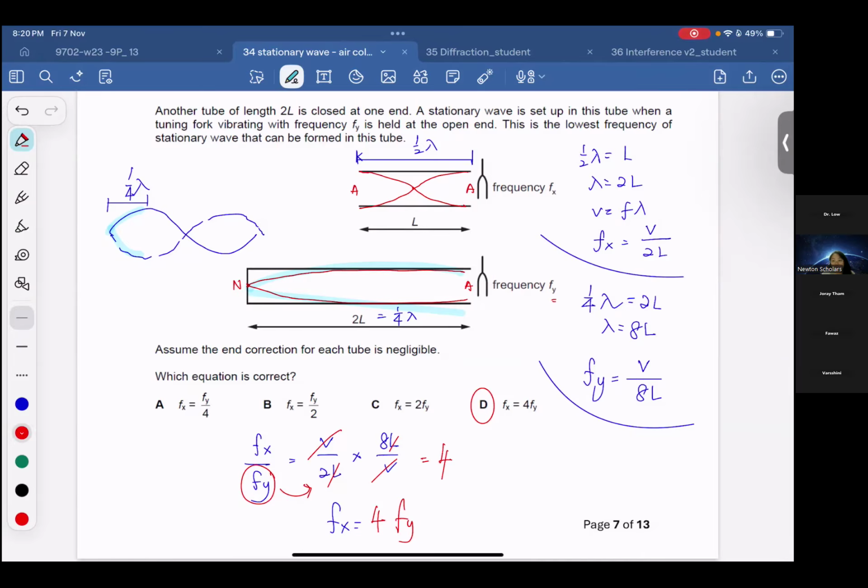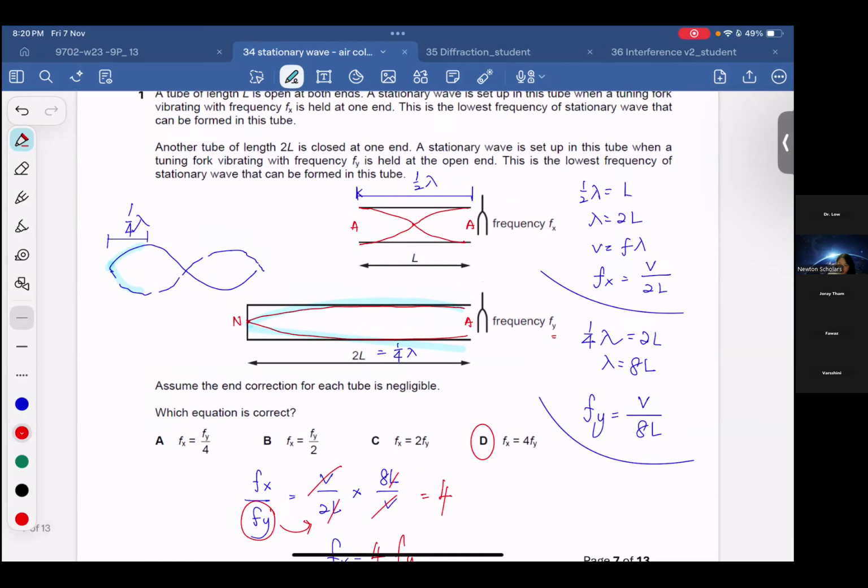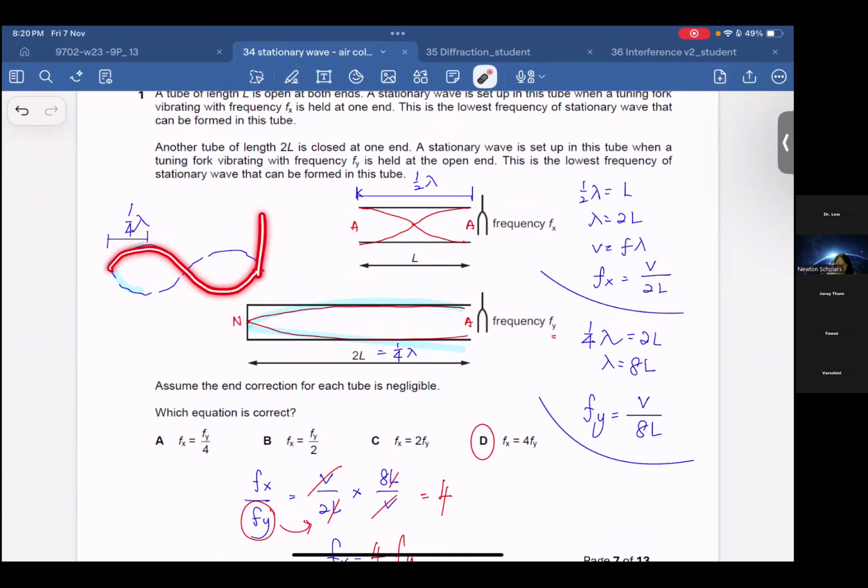Node to antinode is 1/4. Yes, dear, look at here. For a while you have to agree, this is one complete wave. So here to here is one complete wavelength. Agree? This one is half a wavelength. Do you agree? So half and half again is 1/4. Therefore, you see this pattern here is 1/4 wavelength.